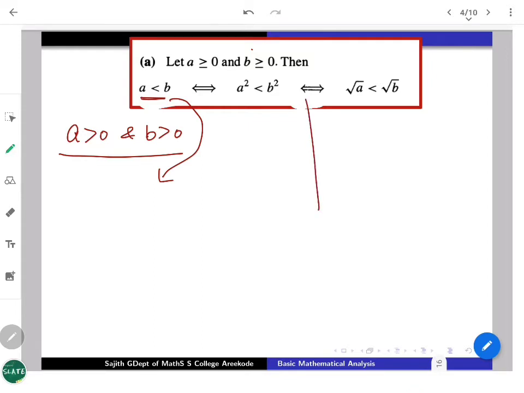So with this assumption, both are positive. A less than B implies, in our notation, B minus A is greater than 0. But once B minus A is greater than 0, we are checking for the equivalence to A square less than B square. Remember, A square less than B square means B square minus A square is positive. That is what it turns out to be. Once you assume the first condition, B minus A greater than 0, will it imply the second, A square less than B square?